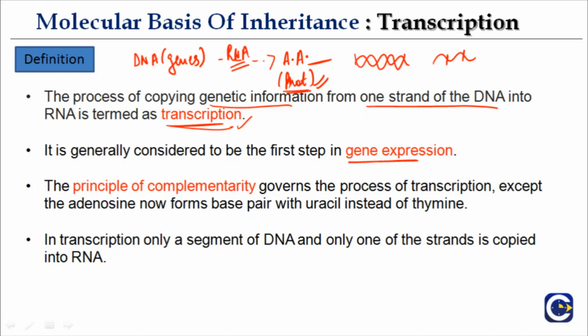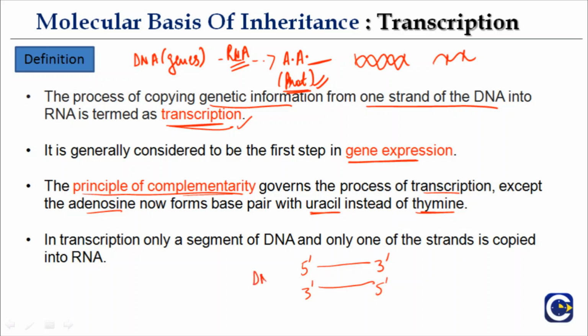The principle of complementarity governs the process of transcription, except adenosine now forms base pair with uracil instead of thymine. By now we all know what the principle of complementarity is, right? If we know the sequence of one strand of DNA, we can easily determine the sequence of the other strand, and we have seen this multiple times in the previous parts. In case of transcription also, this principle of complementarity is followed.